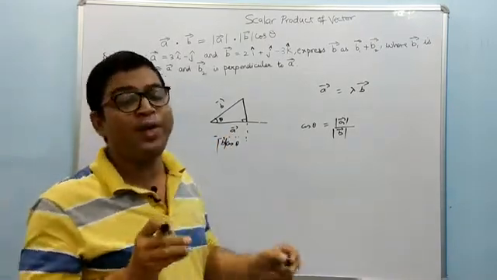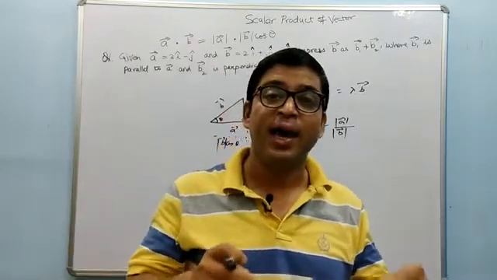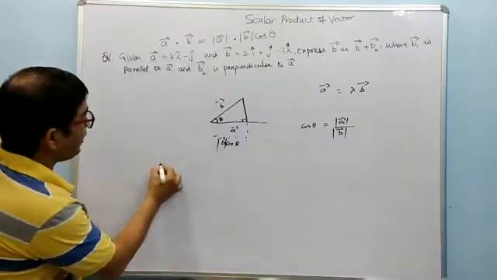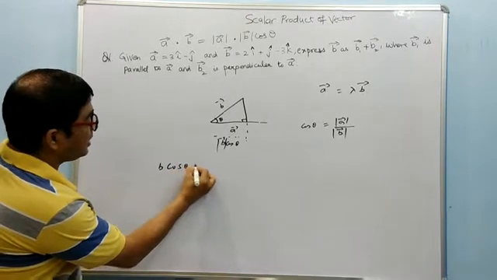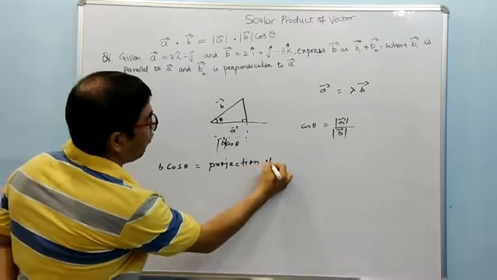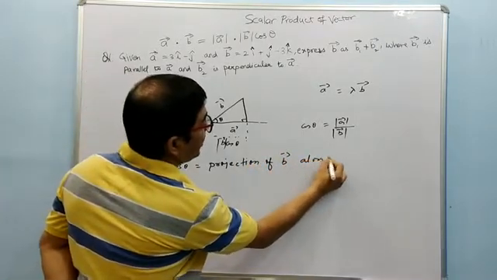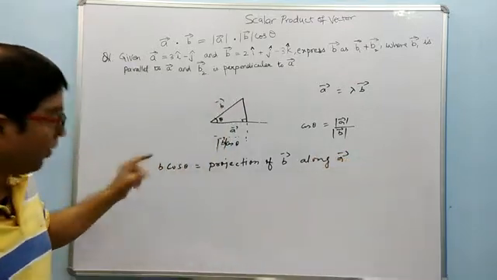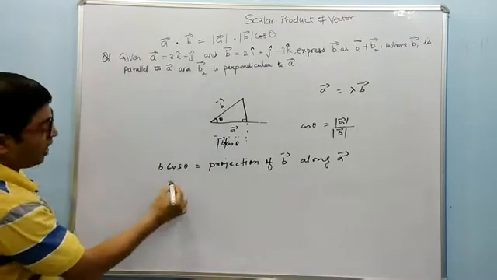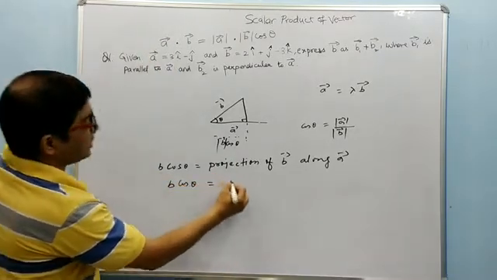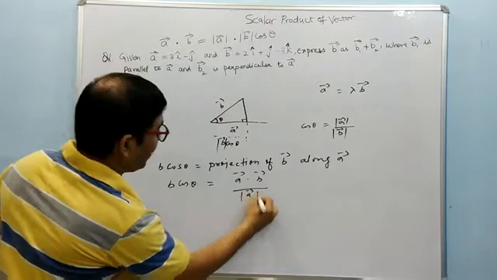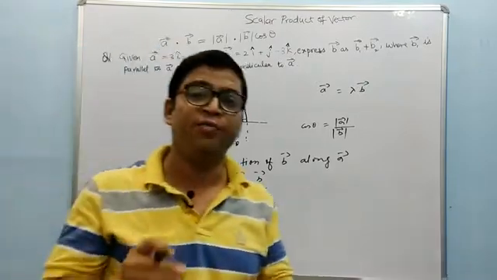So we will see how we can find the projection of a vector along any vector to which it is inclined at some angle. See here, B cos theta means the projection of vector B in the direction of vector A. This is a very important thing. Now see, we can get B cos theta from the formula: B cos theta is equal to A dot B divided by the magnitude of A. So, a very important and very easy formula.